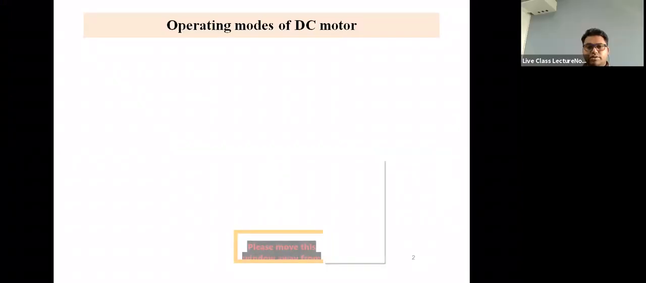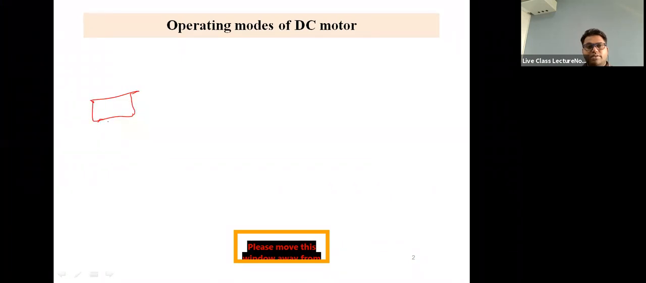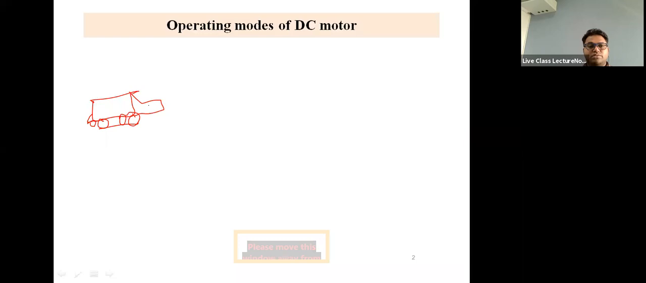So you must know at which modes the motor is working. Basically, what will be the common sense here? If you have a vehicle, a car type of thing, sorry for the drawing, what will you do first? You will start the vehicle, which means starting the vehicle's motor, right?